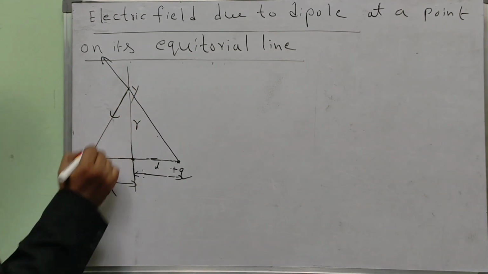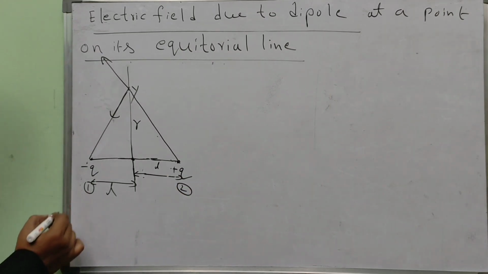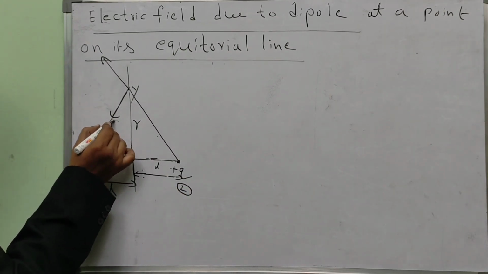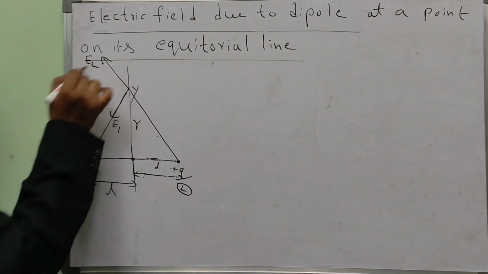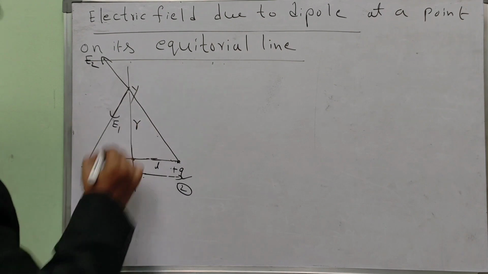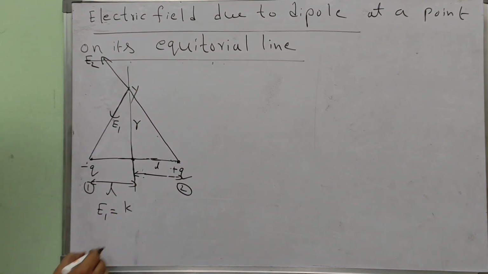Now, I am going to consider this the first charge and this the second charge. Because of the first charge, the electric field is this one, which is considered E1. Because of the second charge, the electric field is E2. So what is the E1 magnitude? K into Q upon distance square.